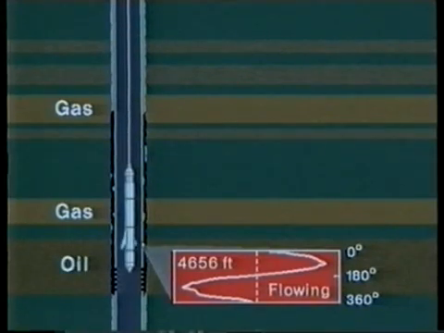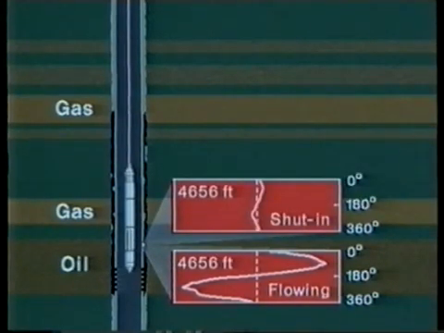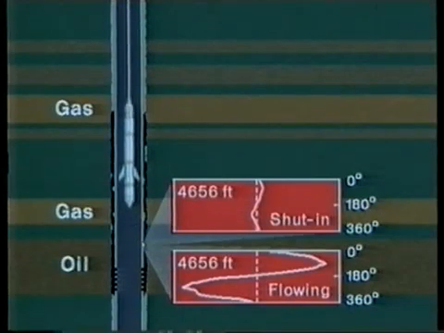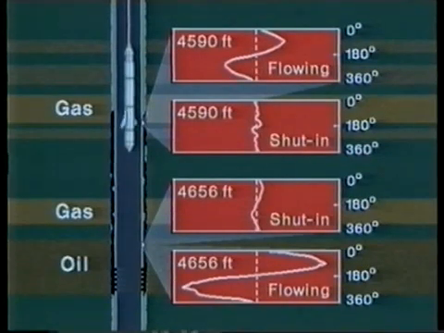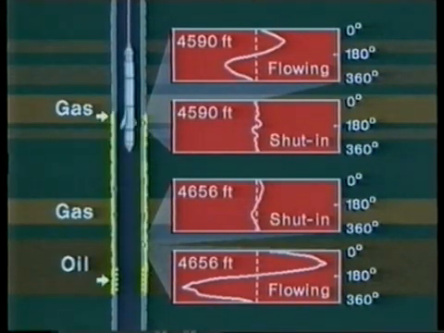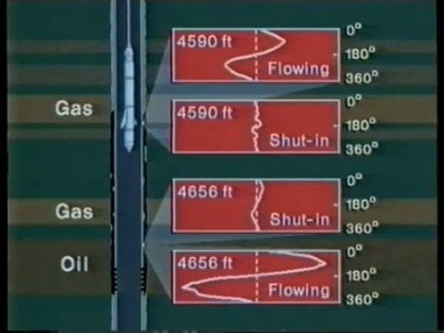For example, measurements made at 4,656 feet, 1,419 meters, with the well flowing and then shut in, and at 4,590 feet, 1,399 meters, also flowing and shut in, confirm that fluid movement exists behind pipe, and that fluid from the upper zone is in communication with the wellbore.